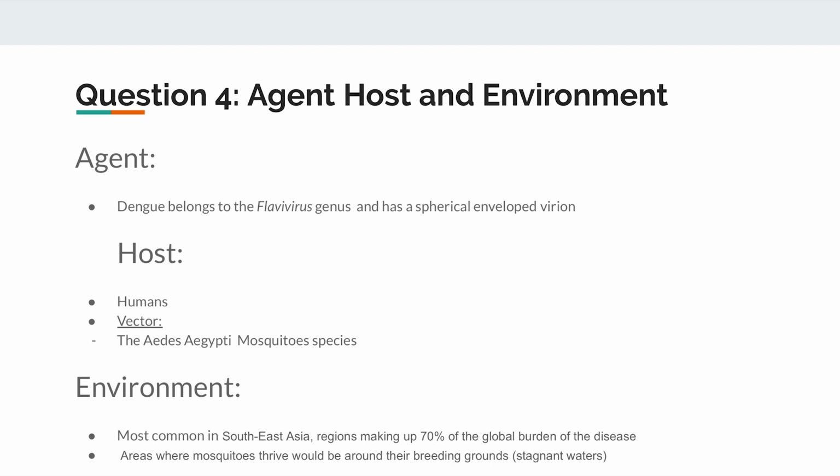As we know, humans are the main hosts of this virus, but not only humans, also primates. Humans become the host from this virus through the vector, a mosquito, this mosquito being Aedes aegypti, a species of mosquito. This virus is spread worldwide, but Southeastern Asia makes up 70% of the total global burden of the disease, being the most common. Another area where this virus would be prevalent is near mosquito breeding grounds, so mainly stagnant waters.